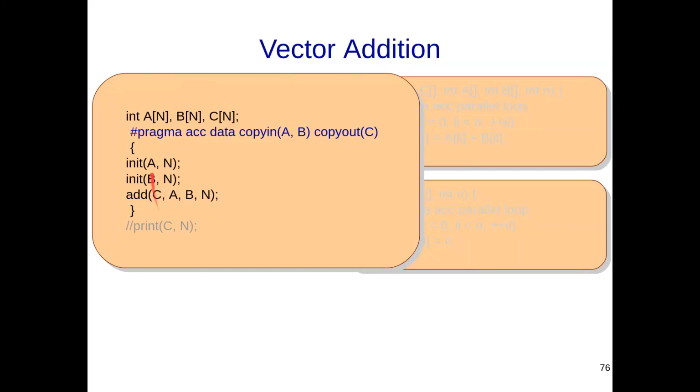Within that, what am I going to say? I'm going to say hash pragma acc data, copyin A and B, and copyout C. As long as I say that, it means that A and B are going to get copied from CPU to GPU. And then once C is available, that is going to get copied back to the CPU. Okay. Any questions on this part? Anybody sees any issues with this particular piece of code?